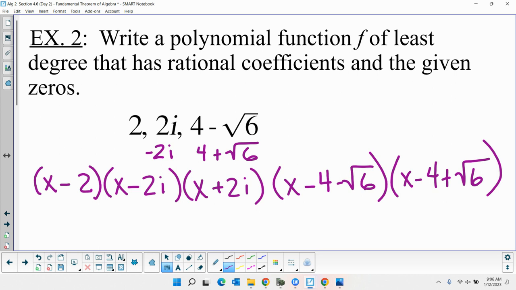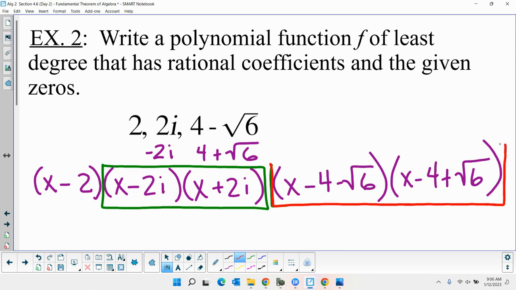Now, when you do these, very, very important, you must FOIL those 2 together to start, and your i's will all go away then. All right? You must do those 2 together, and all your radicals will go away. Okay? So, which one do you want to start? The green box or the red box?